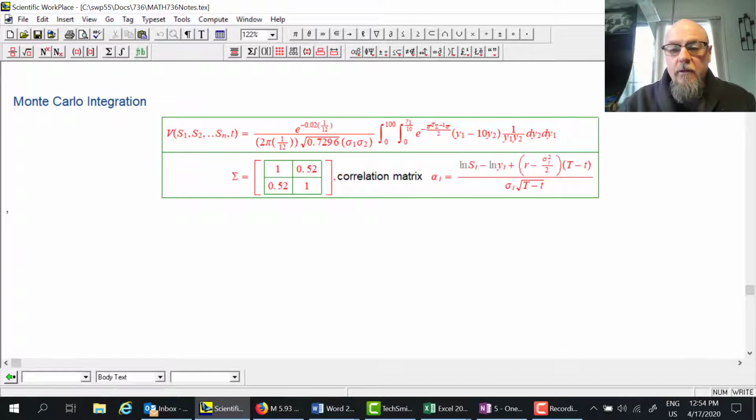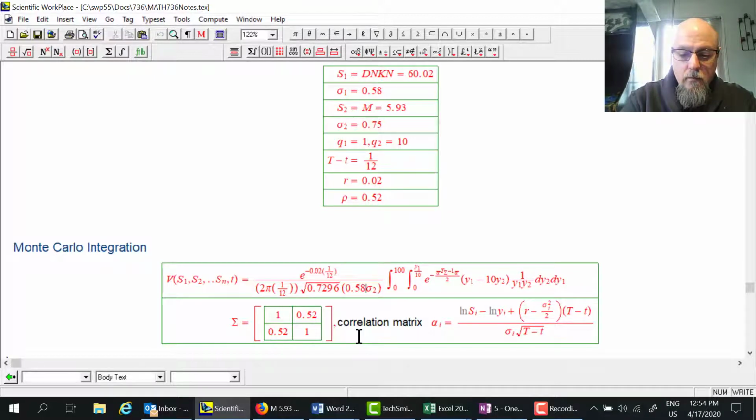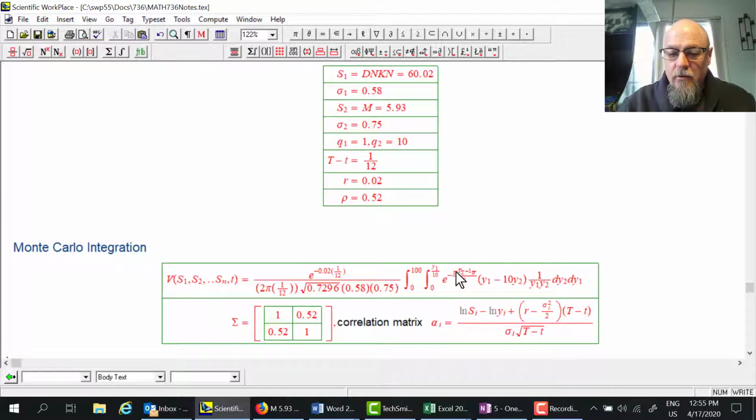Let's fill in those sigmas then. Sigma 1 is 0.58 and sigma 2 is 0.75. So this front part is all numbers. We're integrating, oh, we need the inverse of this matrix in the alpha. The only thing left for me to do is clean this top part up here. So let's get our two alphas.